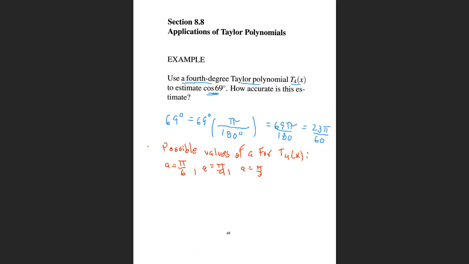Now let me just see. Pi over 6 is, of course, 30 degrees. Pi over 4 is 45 degrees. Pi over 3 is 60 degrees, right? And maybe we'll have one more, pi over 2. Pi over 2 is 90 degrees.